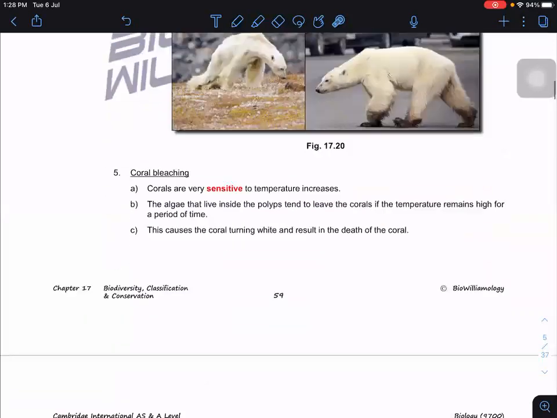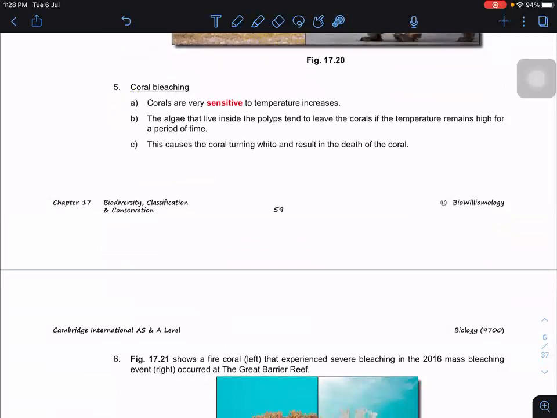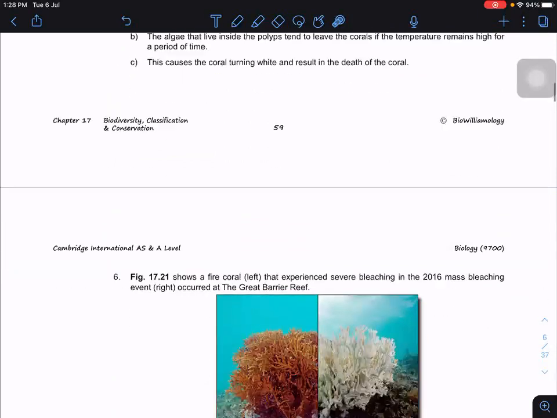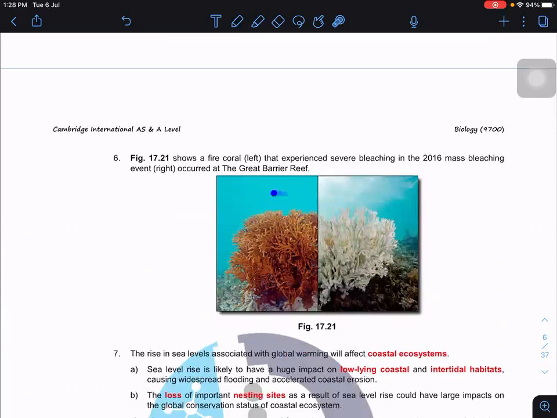Global warming also causes coral bleaching. What does coral bleaching mean? In this case, this is fire coral in the Great Barrier Reef. Can you see that bleaching has taken place? They are already dead and have turned white. So this is the event we call coral bleaching.